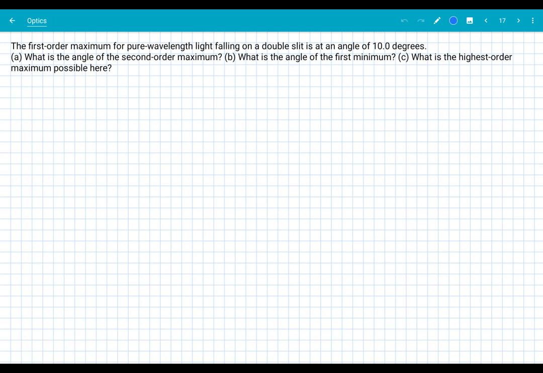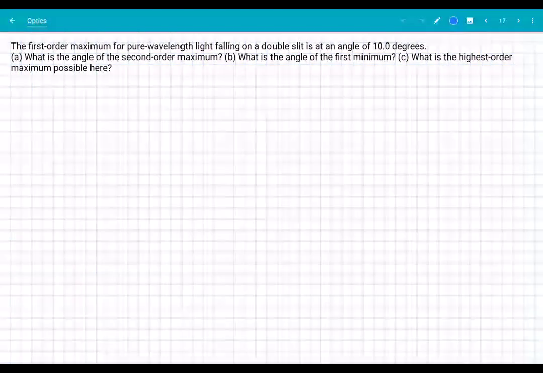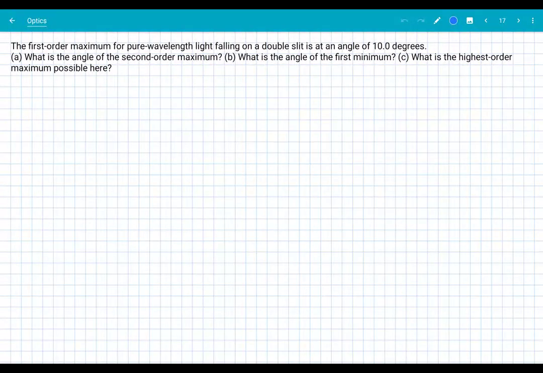Okay, here is a double slit application. And what we're told, I like this one, it's an elegant problem. We're told that the first order maximum, so the n equals 1 max, for pure wavelength light falling on a double slit is at an angle of 10 degrees. So right away that tells us where that first order max is. And they want to know, if that's true, what is the angle of the second order max? And then what's the angle of the first minimum?